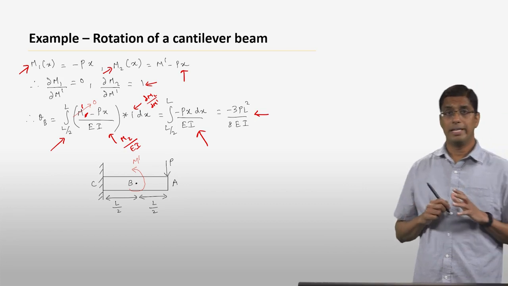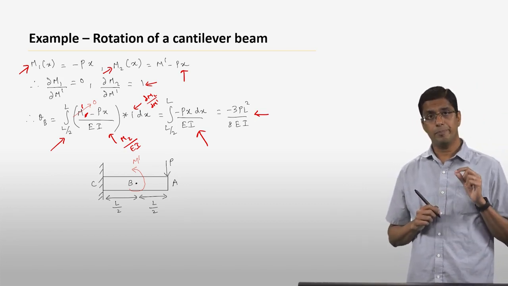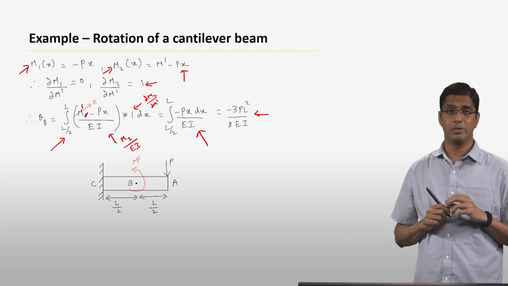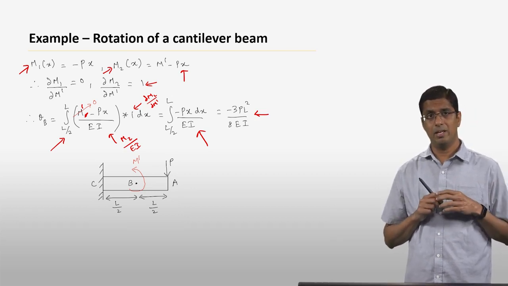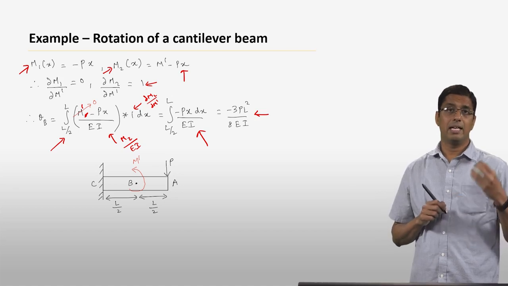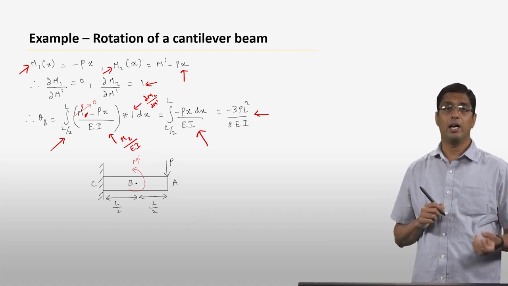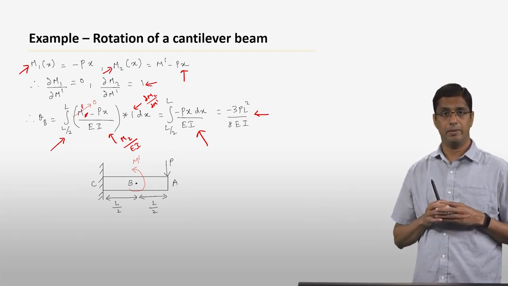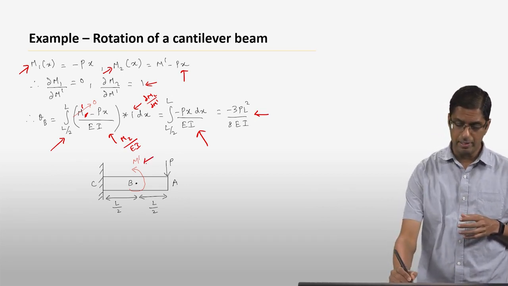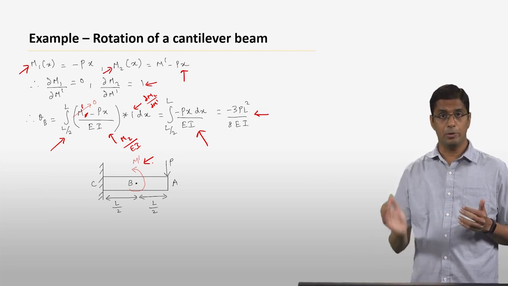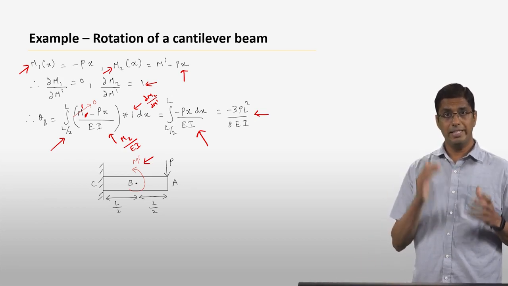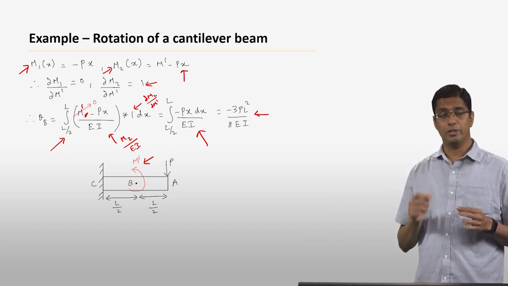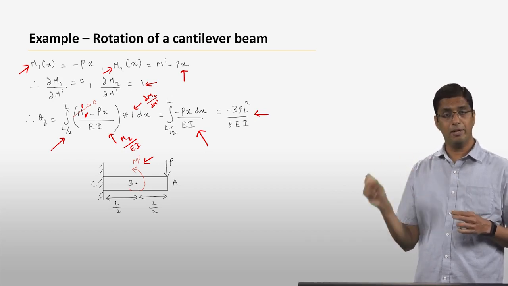Okay, now here something interesting has happened, right? Because the theta b that we have found turns out to be negative. So what does a negative sign actually mean? What it means is that the rotation is in the opposite direction to the assumed direction of the moment. Okay, so if you look at m prime here, we assume that m prime is in the counterclockwise direction. Theta b being negative essentially tells you that the rotation at point B is not going to be counterclockwise, it is actually going to be clockwise.